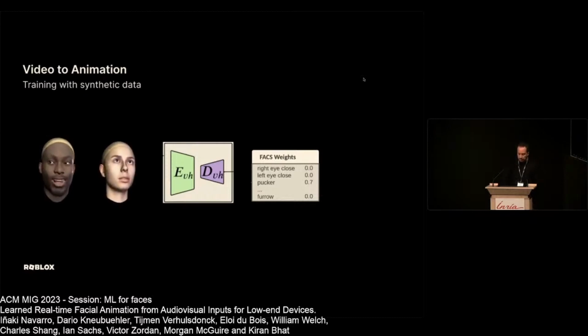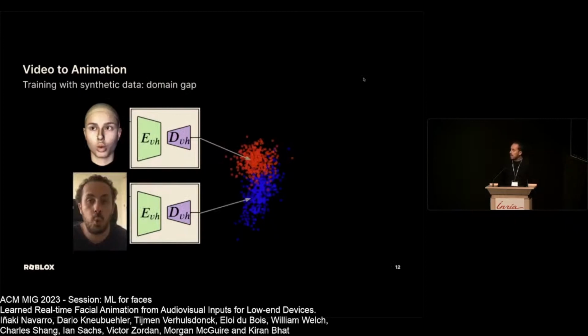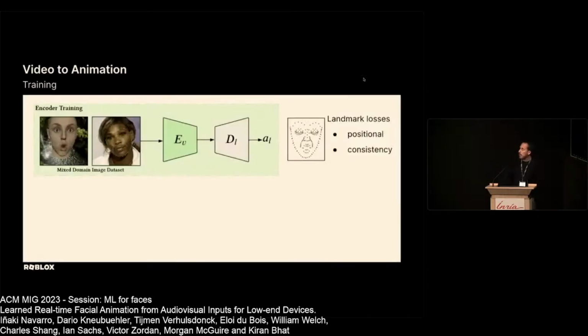The problem with just using synthetic data is that the features obtained by training with synthetic data are different than the features you get when you run inference on real videos. It's what I call the domain gap problem. So to address this problem, we train our network in two stages. First, we train the encoder just using landmarks with a combination of real and synthetic data. We use a positional loss on the landmarks and a consistency loss using pairs of images with affine transforms, and this is an unsupervised loss, we don't need annotations for that.